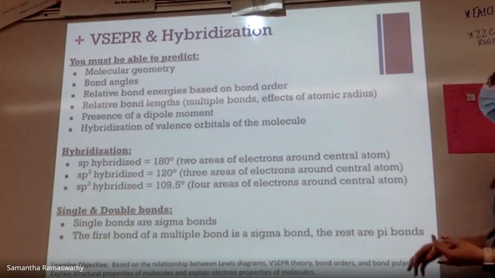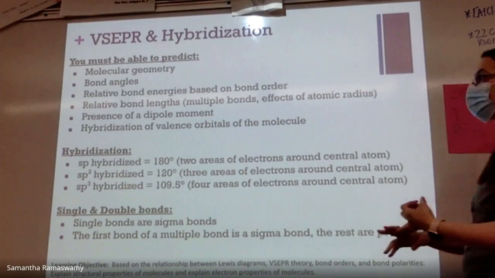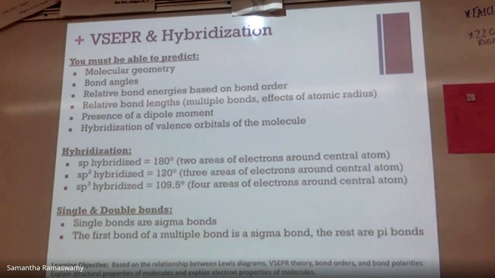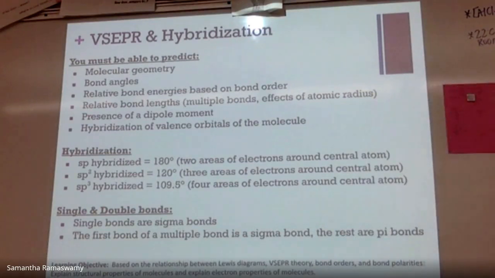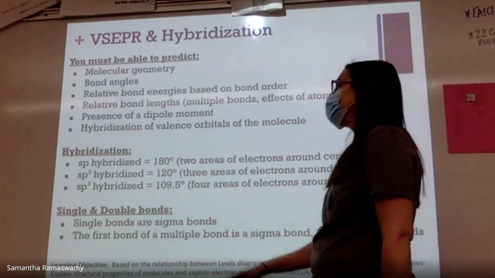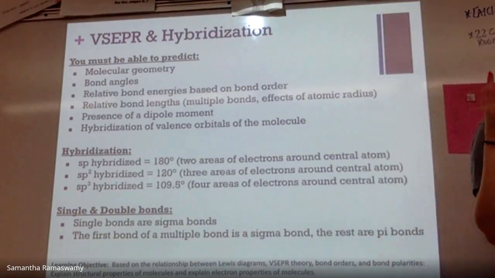With this, you have to be able to look at geometry, bond angles, bond order. So bond order is based on what type of bond. Single is bond order of 1, double is bond order of 2, triple is bond order of 3. Bond lengths. Is the molecule polar? Remember, presence of lone pairs typically results in a polar molecule. And then finally, hybridization.